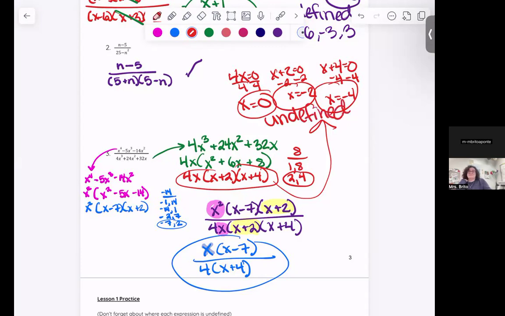Undefined there. I know it looks like a lot, but now is your time to practice. I will post the answer key, but we should not be copying, because I want you to practice this on your own.